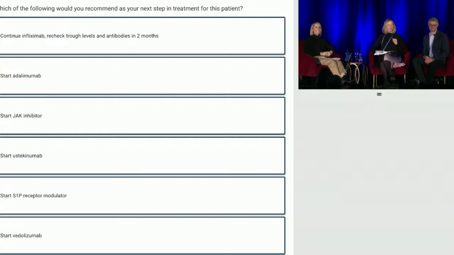Great, thank you. So: continue infliximab and just recheck some levels, start adalimumab, start a JAK inhibitor, start ustekinumab, start an S1P receptor modulator, or start vedolizumab. This just goes to show you how advanced we've been in UC over the last year or two that we forget that we have all these therapies.